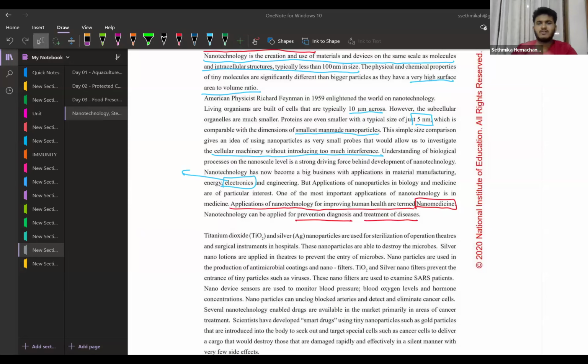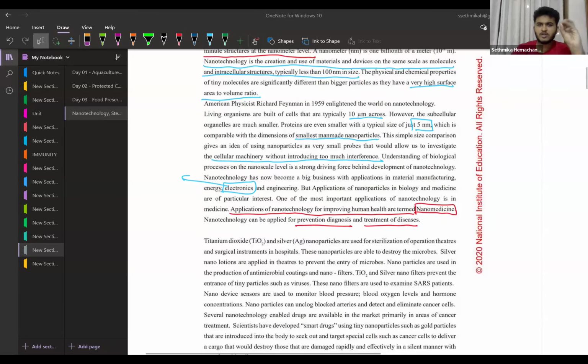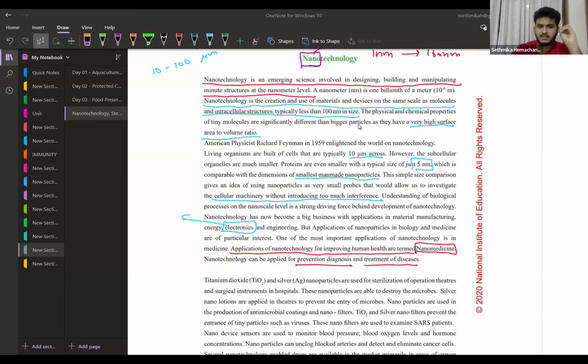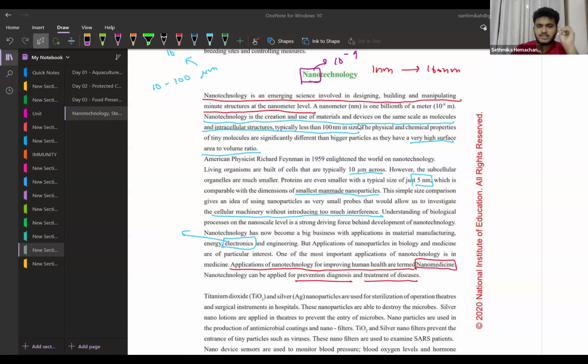Right. Okay. So was it clear what nanotechnology or nanoparticles are? Was it clear what they are? Any idea? Basically, using very small particles in designing, building, in medicine.